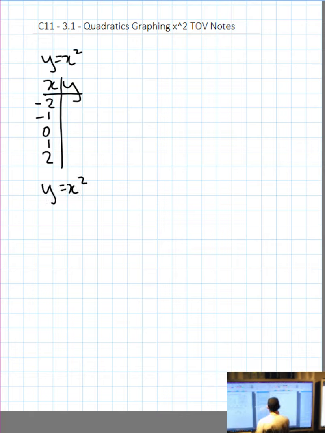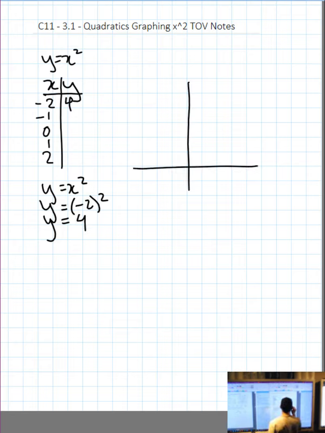Carefully substituting the first x value in the table, negative 2 in for x. And negative 2 all squared is negative 2 times negative 2, which is 4. Put that value in the table. Draw a graph. Put that point on the graph. Negative 2, 4. Label the point negative 2, 4.